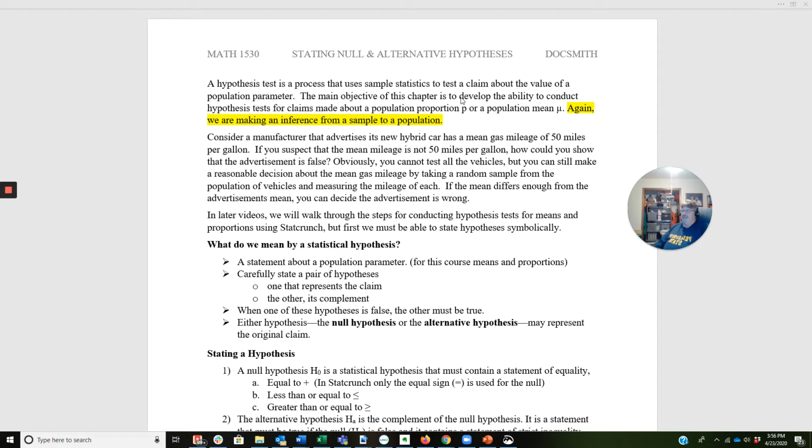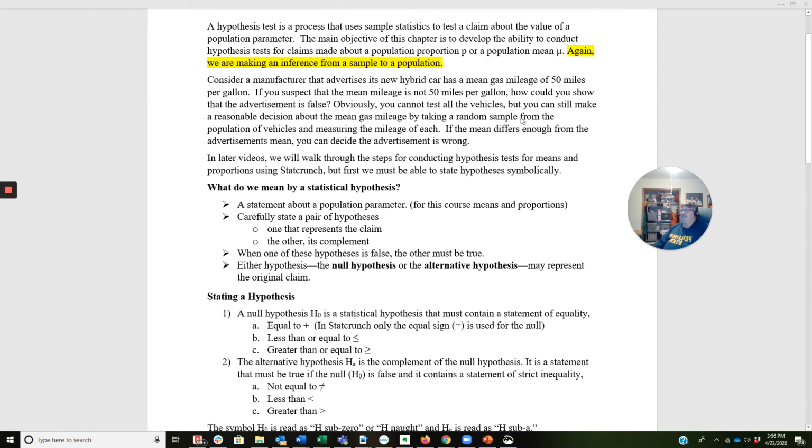In the book, they do talk about population standard deviations, but we're not going to worry about those right now. Again, we are making an inference from a sample to a population. So an example of this is if you're wanting to buy a car and the car they tell you gets 50 miles a gallon. You want that to be true if you're going to make the investment in this car.